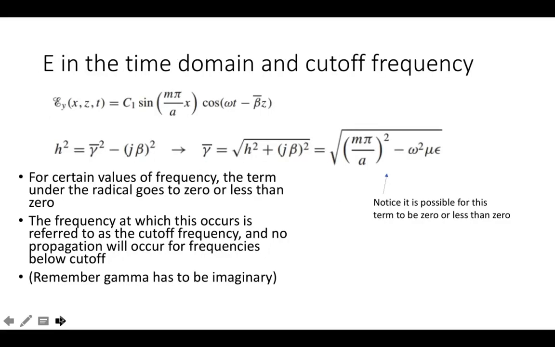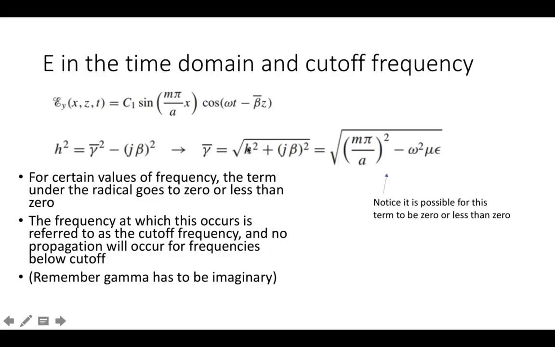If we now look at E in the time domain, this is what it looks like. What I want to point out here is that this cosine of omega t minus beta z comes from e to the minus gamma z when we add the time dependence in and take the real part. Notice that the only way we're going to get propagation is if gamma is equal to j beta, or is imaginary. So let's look at what gamma actually is. This is gamma in the guide. That's what the line represents.